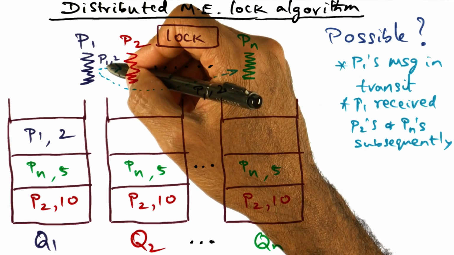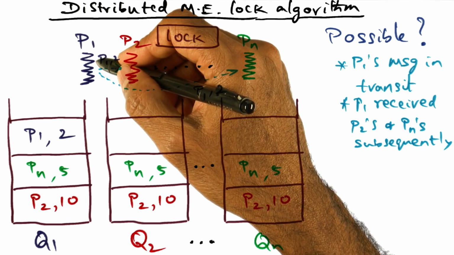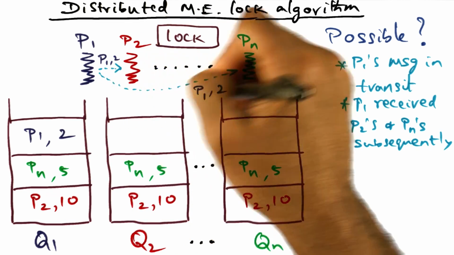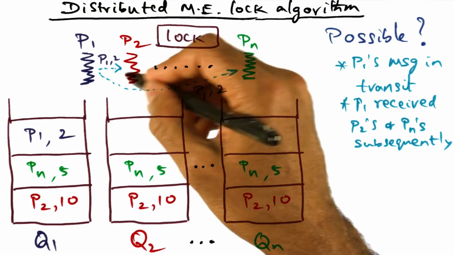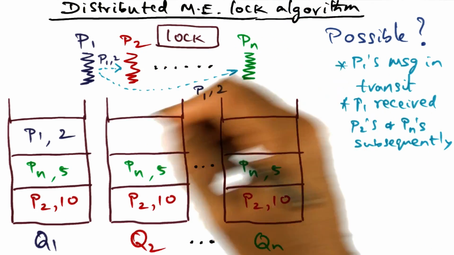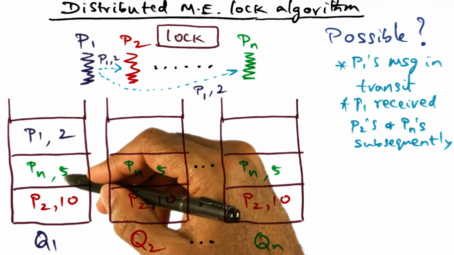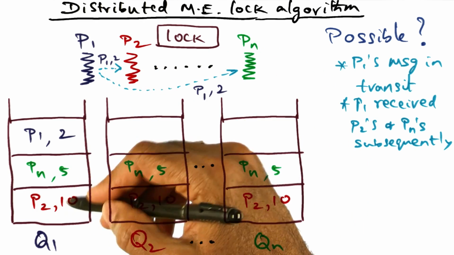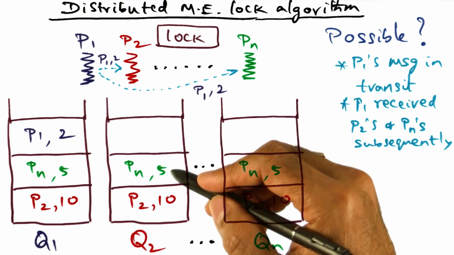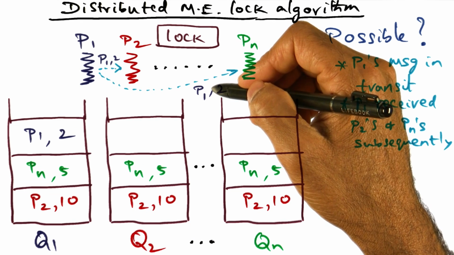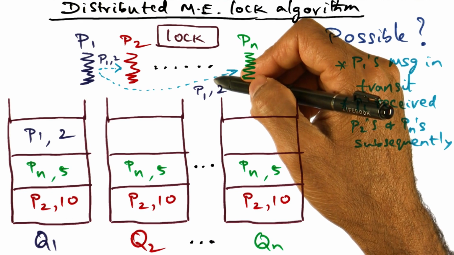The reason it is possible is because a process, when it generates a request, puts it in its queue and then sends a message out. This message is going to take some time to reach the other nodes in the distributed system. So it sent the message, and after it sent the message, it got requests from other processes and put them in its queue. And it is possible that all the messages may not take the same amount of time to traverse the network. We have no idea what's going on in the network.